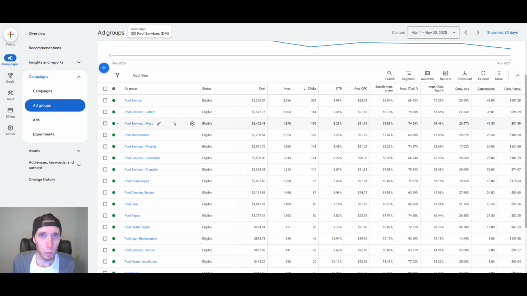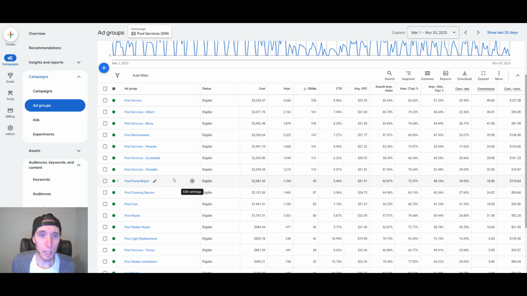And what I'll do is I'll hop into a couple of these and just kind of show you what it looks like and how you want to think from the perspective of relevance when it comes to your ad groups. So even just going into this first ad group right here, you can see this one is specifically for pool service. So this ad group should only have keywords in it that deal with pool service, and then the ads within each of these ad groups should have ads that are pertaining to those keywords.